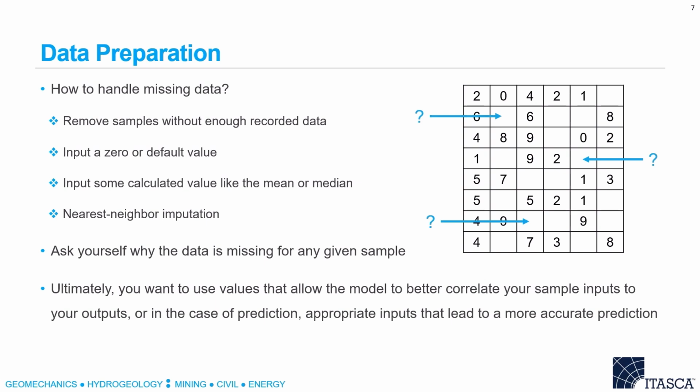Really, what you should ask yourself is why the data is missing for any given sample. Understanding that can help you figure out what the most appropriate strategy is. And ultimately, you want to use values that allow the model to better correlate your sample inputs to your outputs, or in the case of prediction, appropriate inputs that lead to a more accurate prediction. How you choose to represent your data to the model will have a huge impact on how your model learns and uses the learned relationship between your inputs and your outputs.